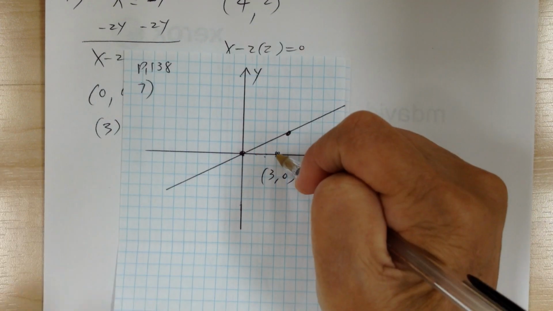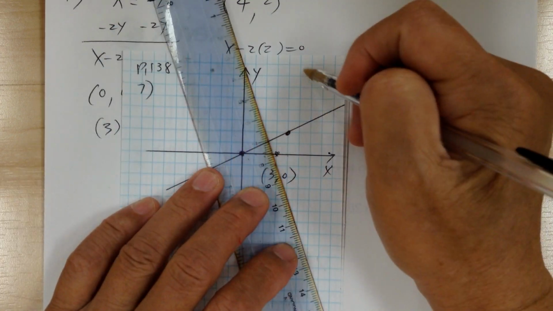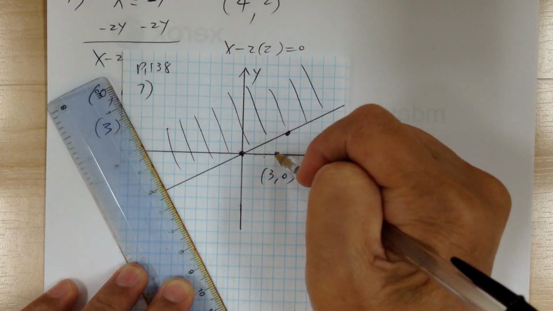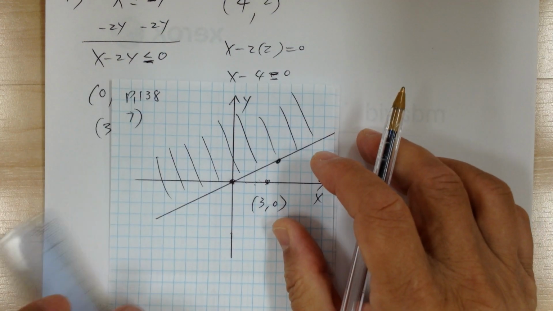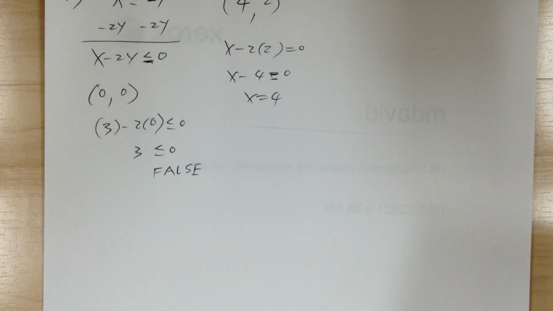That means this point is no good. So if this point is no good, that means this half is no good. That means you have to shade in the other side. You shade in the part that is true. So this is false, so you have to shade in the other half. Okay, let's go to the next one.